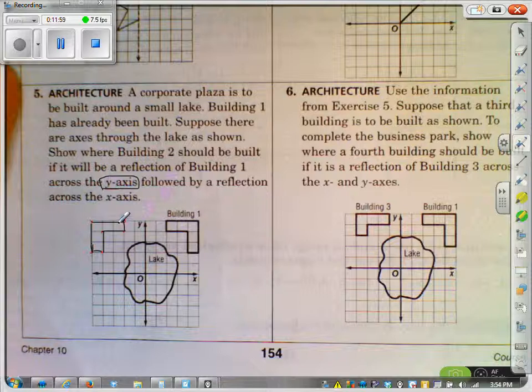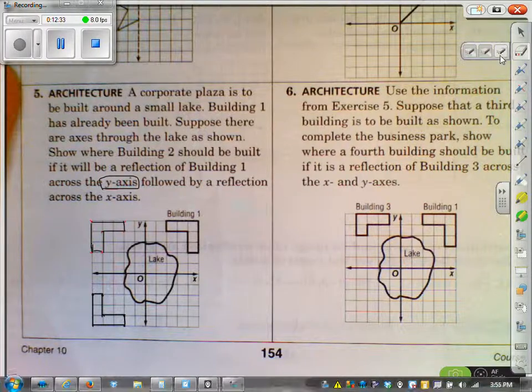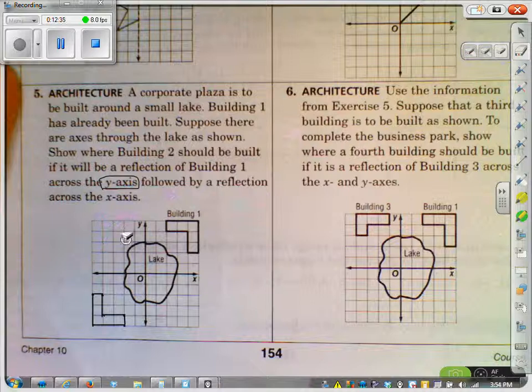So then we're going to put it where it's supposed to go if it's reflected over the x-axis after that. So it would come down 1, 2, 1, 2, 1, 2, 1, 2, and then one in the corner there. This would come all the way down here. We'd have that and that. So our actual building would line up right here. Right? This is where building 4 would be. Right? And then we can erase our light pencil marks.